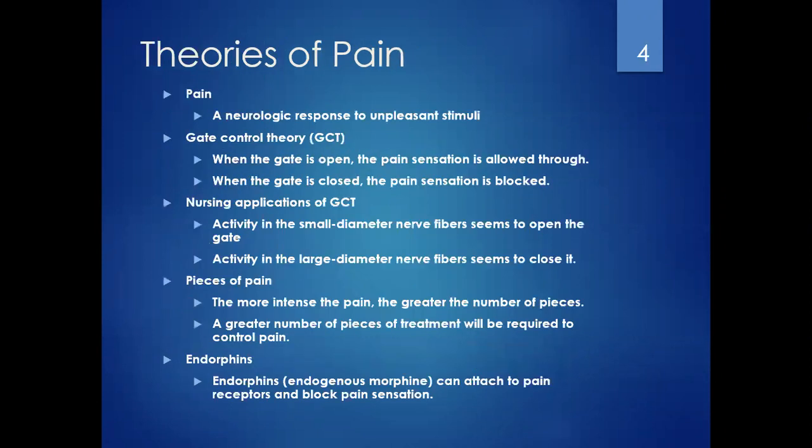So we're going to talk about pain theories, right? So pain, a general definition, is a neurologic response to an unpleasant stimulus, or unpleasant stimuli. We're going to learn a little bit about the gate control theory, okay? The very basis of the gate control theory is when the gate is open, pain can come through. When the gate is closed, pain sensation, the conduction of that pain impulse, is blocked.